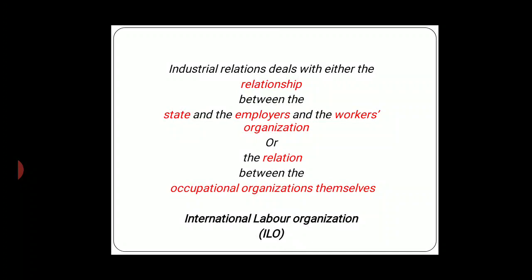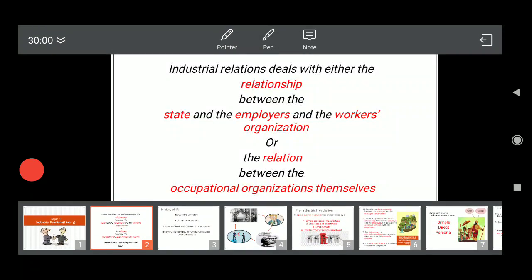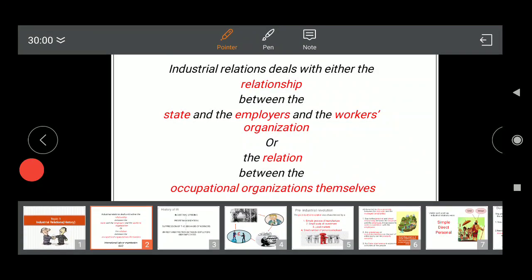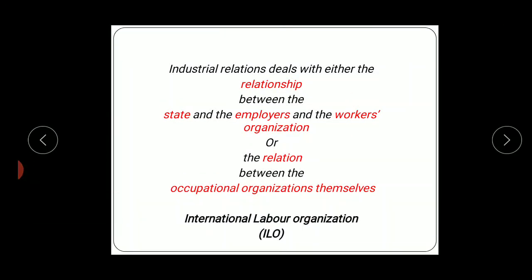So I have quoted this one definition from the International Labour Organization site, ILO. They say that industrial relations deals with the relationship between the state, the employers and the workers' organizations. So here you can see that there are three parties in this, and industrial relations deals with the relationship between whom? Between the state, the employers and the workers. These three parties you need to remember.